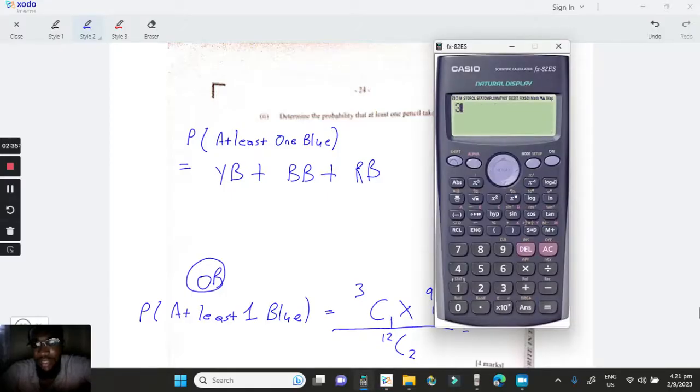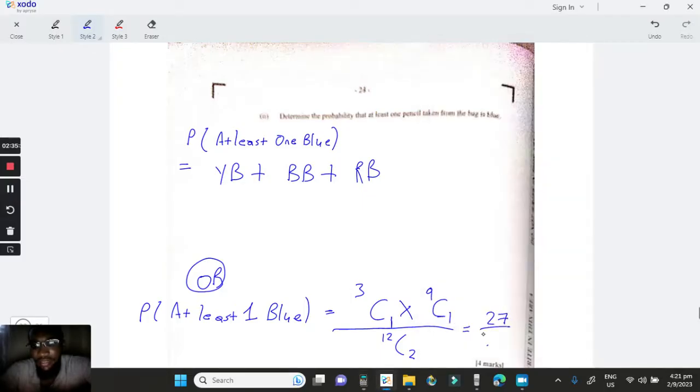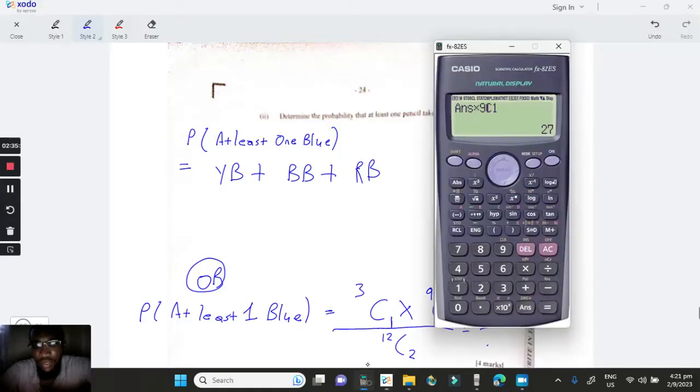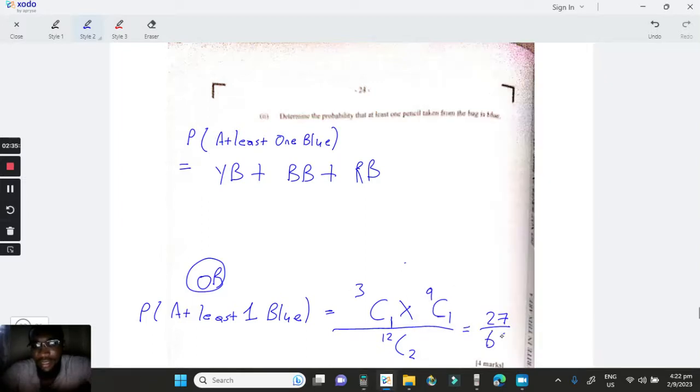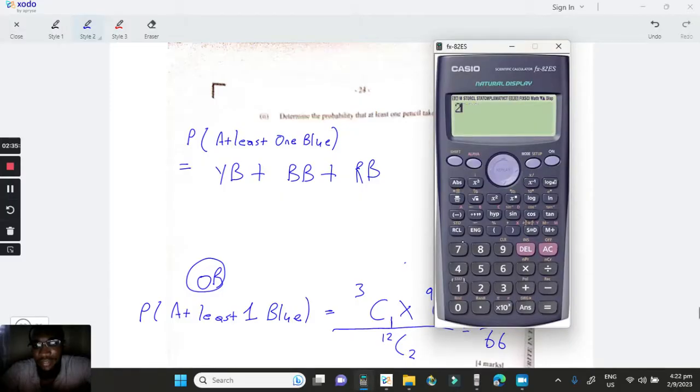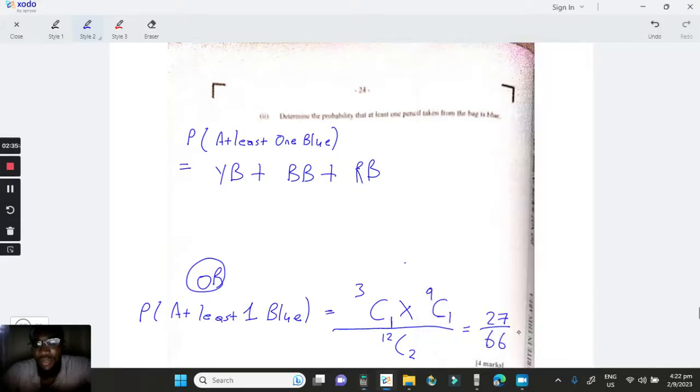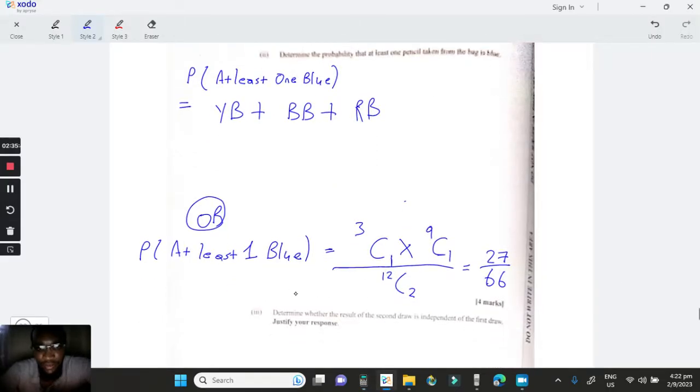So you can work out 3C1 times 9C1, that's 27, divided by 12C2, which is 66. That's your answer. So you could then put 27 over 66, which is 9 over 22. This is 9 over 22. That's one way to do it.